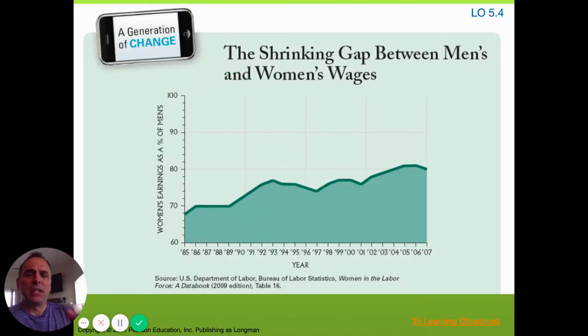And then they show you this disturbing graph that shows going all the way back to 1985 how little progress. I mean, they try to say, look, things are getting better, and sure they are, but they're still a long ways from being good, right? Going from basically 70% of what a man makes to 80% of what a man makes in the last 25 years is not exactly great progress, at least in my opinion.